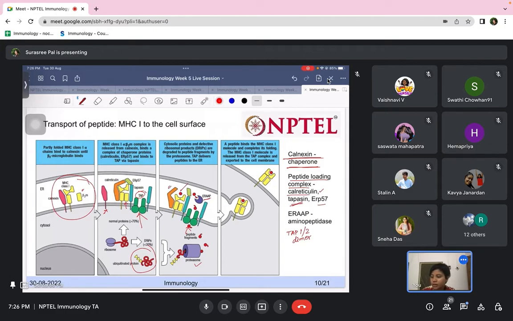Once this is finished, all these chaperones, the calreticulin, ERP57, tapasin, will dissociate from the MHC molecule, and after the peptide binding, the folding of the MHC will be finished. Until the peptide binds, the MHC molecule is not properly folded to be expressed, right? Once the peptide is bound, the folding is completed, and now this MHC molecule is exported to the surface of the cell membrane. Okay, this is how the peptide transport takes place.